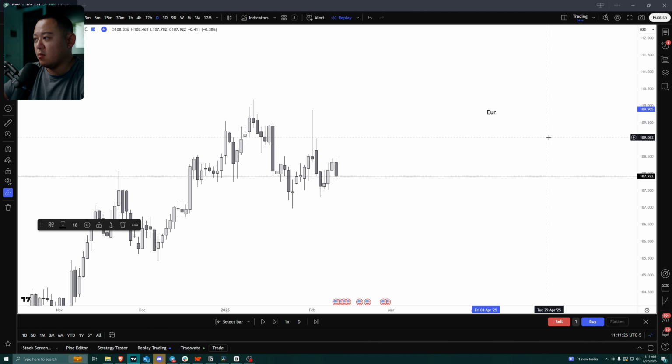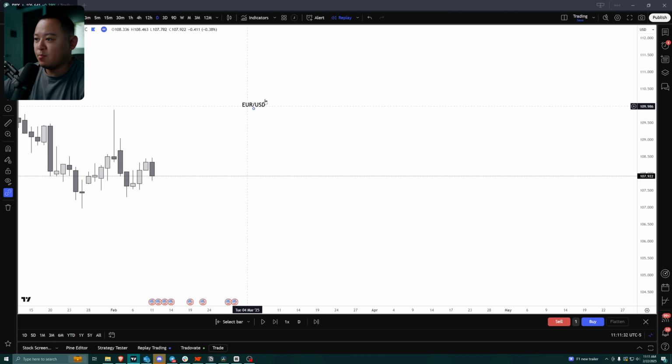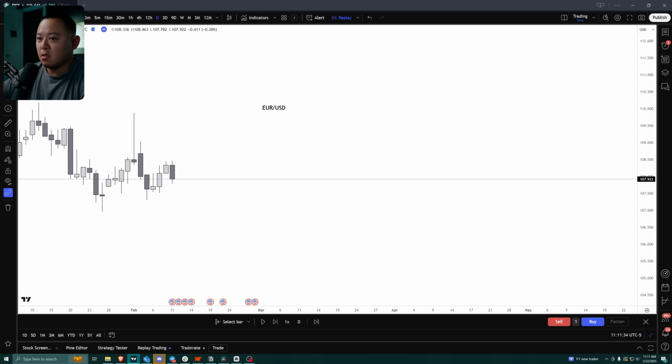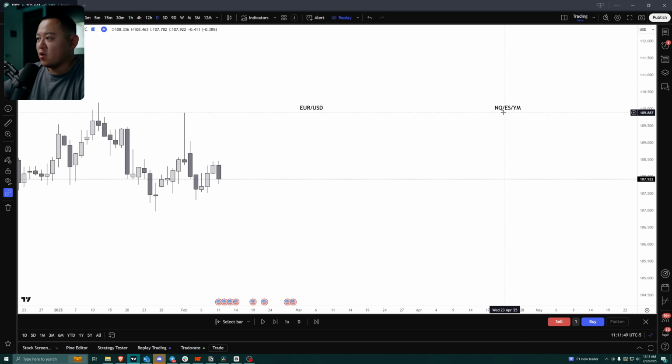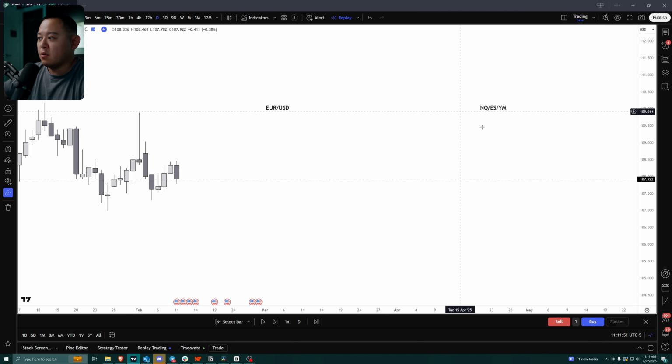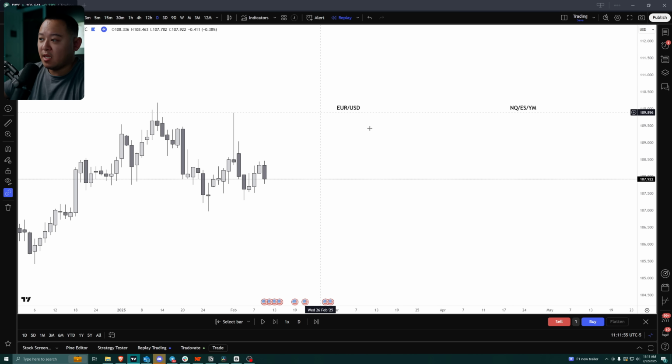So for this example, we've got the euro dollar. You guys can see here very clearly that this pair is going to be correlated with the dollar because it's measured against it. But this will also work if you're trading index markets like NQ, ES, and YM. So NQ, NASDAQ, ES, and the Dow. When we're trying to find relative strength versus weakness, if we're measuring all three of these together, this is how we're going to be able to spot SMT divergence.